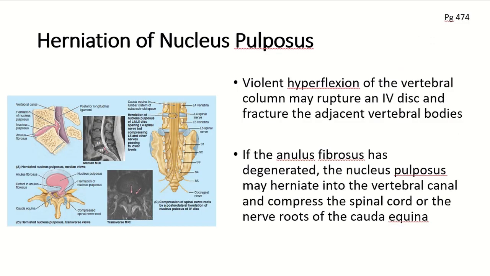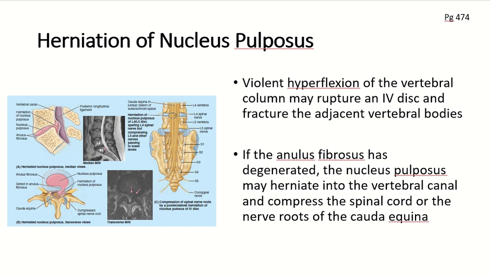Last one I want to talk about for this is a herniation of the nucleus pulposus, and this is one type of the hernias that you may be familiar with. So for example, if you have violent hyperextension of the vertebral column, you may actually rupture the intervertebral disc and fracture the adjacent vertebral bodies. Okay? And so the intervertebral discs in young people are very strong, and they're actually so strong that the vertebra will fracture during a fall before the discs will rupture.